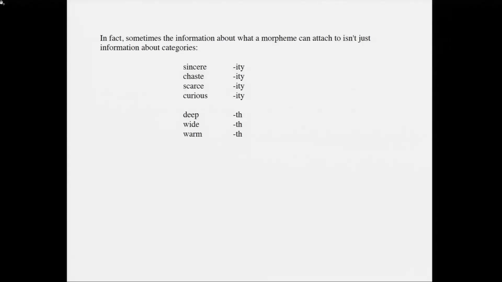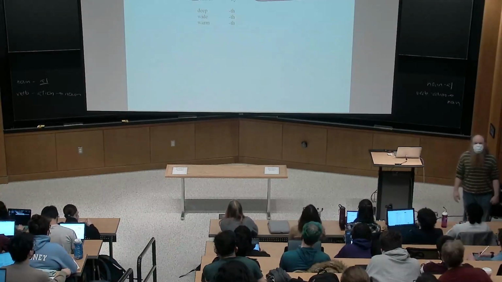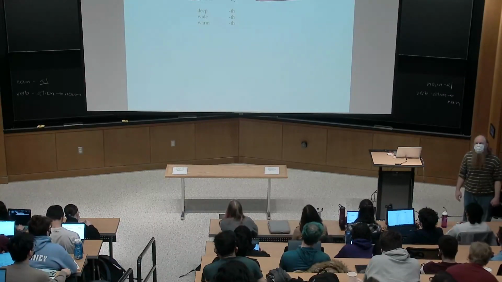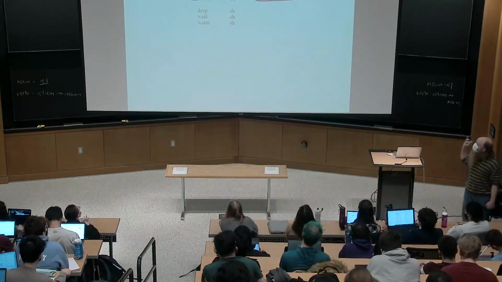OK. Actually, sometimes we'll have to say more than that. So sincere, chaste, scarce, curious, deep, wide, and warm. What are those? They're adjectives. And when you add -ity to sincere, you get sincerity. Or when you add -ity to chaste, you get chastity. And what are sincerity and chastity? They're nouns. So -ity is attaching to an adjective and making a noun.